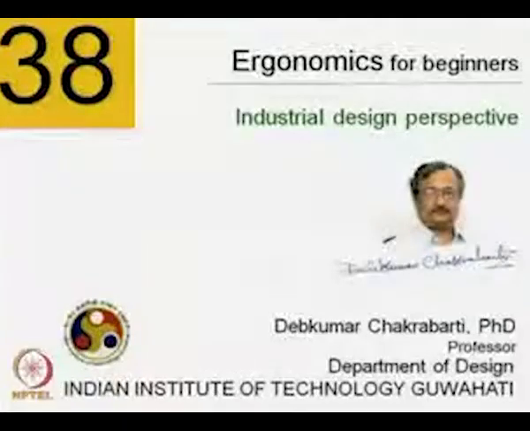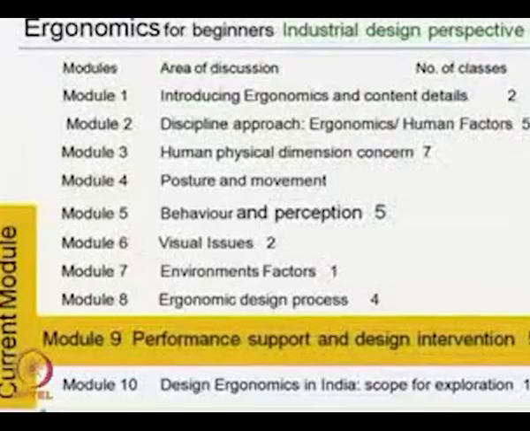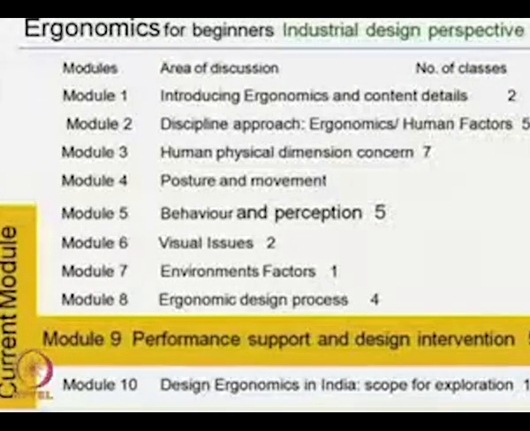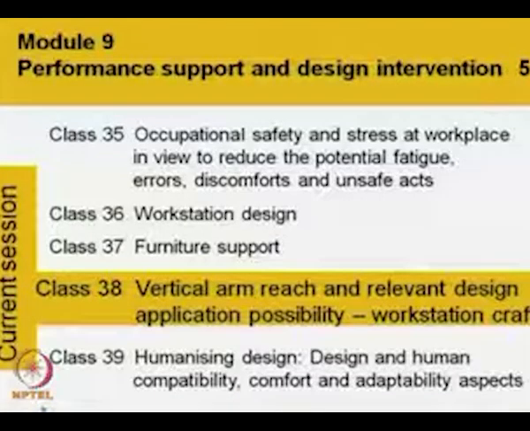Welcome to this 38th session of Ergonomics for Beginners, Industrial Design Perspective. The current module is module number 9, Performance Support and Design Intervention. This is the 5th class of a total of 5 classes. Today's session, class number 38, covers the vertical arm reach and relevant design application possibilities, and a workstation for the craft sector.